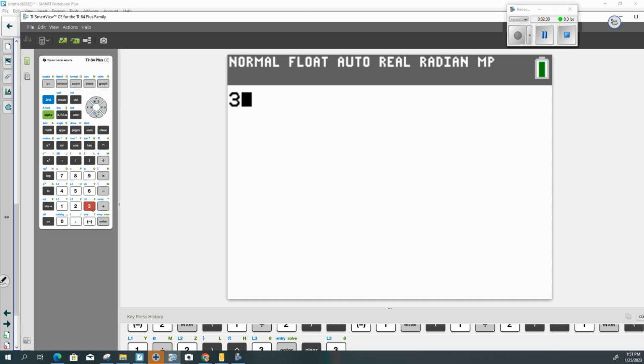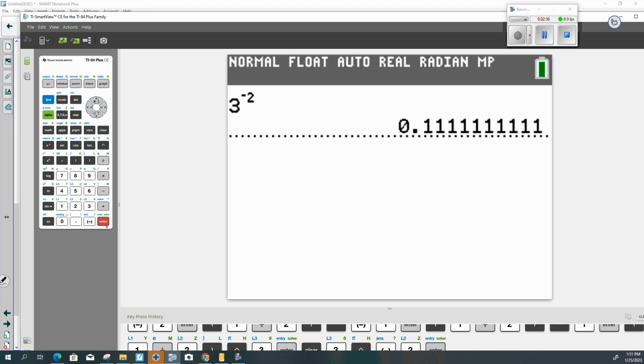So we type in 3, and then the caret, which gives us to the power of. And make sure you hit negative instead of the subtraction sign. For graphing, you may want to leave it as a decimal. Like maybe 0.11 is easier for you to graph than a fraction. What did you guys do yesterday? Did we leave them as decimals or fractions? I like fractions, but some people don't.